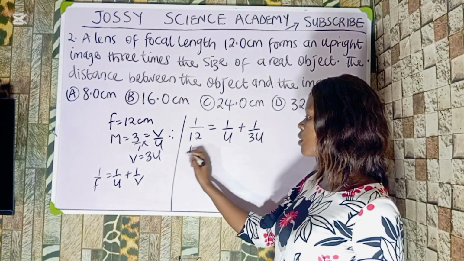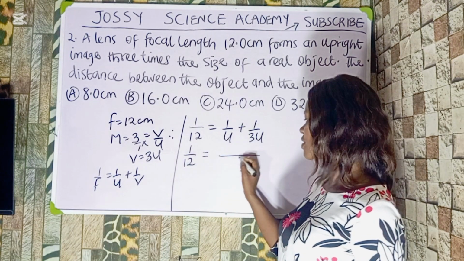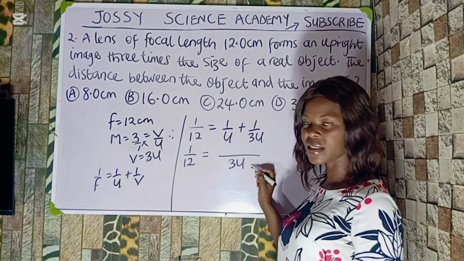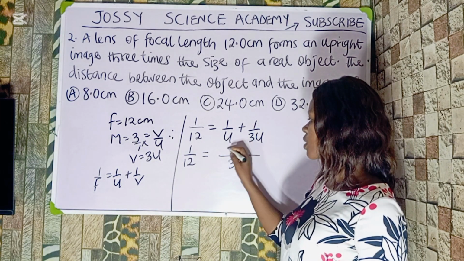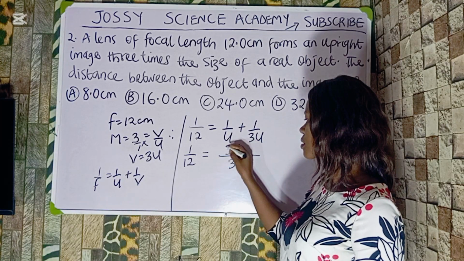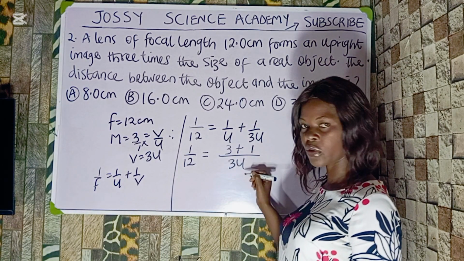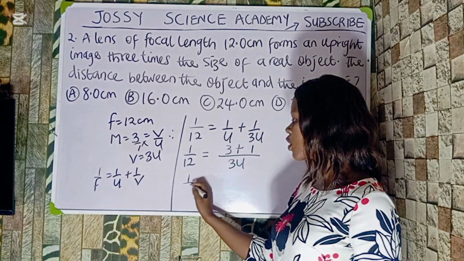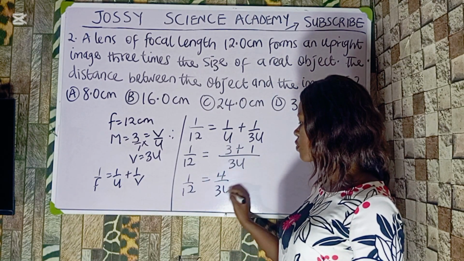So let's go. You say 1 over 12 is equal to... what's my LCM? My LCM is 3u, right? So this into this is going to give me what? 3. 3 times 1 is 3 plus, and this into itself is what? 1. 1 times 1 is 1. So what do we have? We have 1 over 12 is equal to 4 over 3u, right?